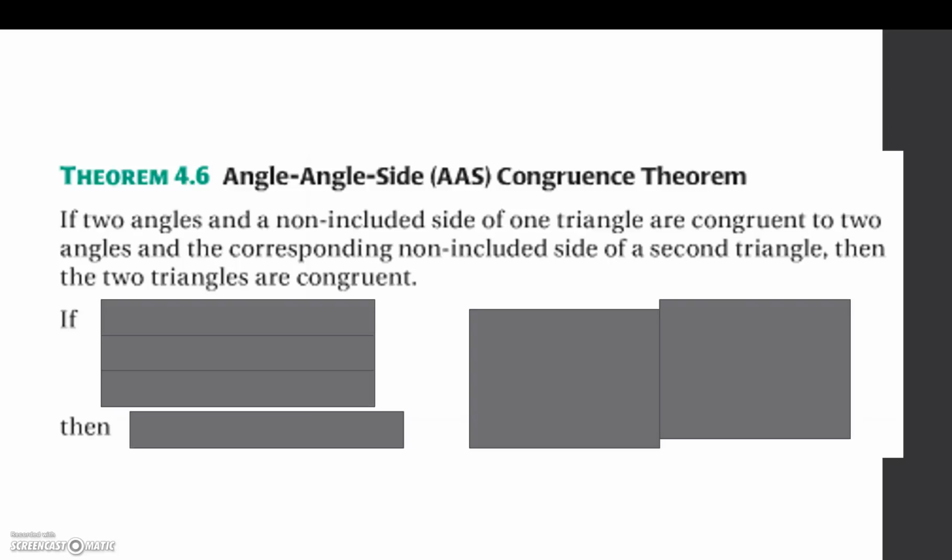And that's two angles and the non-included side of one triangle are congruent to two angles and the corresponding non-included side of a second triangle. Then the two triangles are congruent.